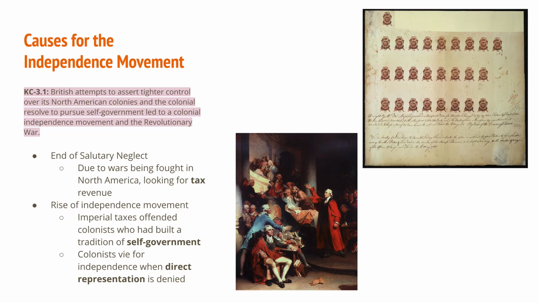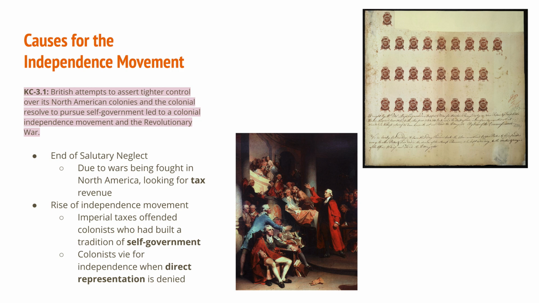To begin with, the first key concept is that British attempts to assert tighter control over its North American colonies and the colonial resolve to pursue self-government led to a colonial independence movement and the Revolutionary War. So the end of salutary neglect, which was Britain ignoring its colonies and leaving them to manage themselves, is over due to the French and Indian War. Due to these wars being fought in North America, Britain was looking to replenish its treasuries from all the expenses it had spent on the war, and it's looking for tax revenue.